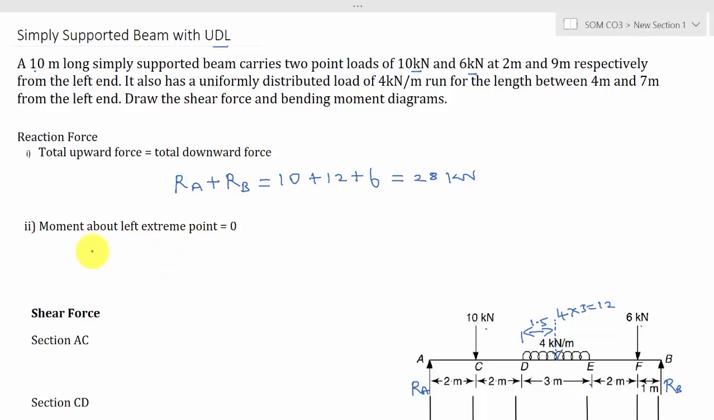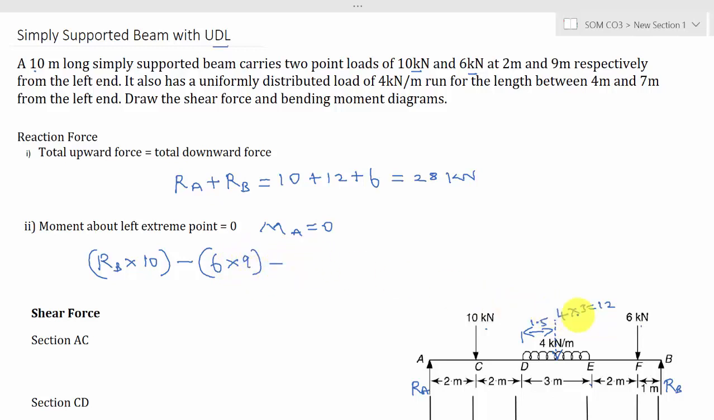Then the second equation is moment about the left extreme point is equal to 0. So we'll take the moment about point A, that is, consider the sum of moments at A equal to 0. We'll start from the reaction force RB into the distance of 10, since the points are at 2, 4, 7, 9 and 10. RB into 10 acts in the counterclockwise direction, so it is positive. Then minus the 6 kilonewton, which acts in the clockwise direction, so it is minus 6 into 9.